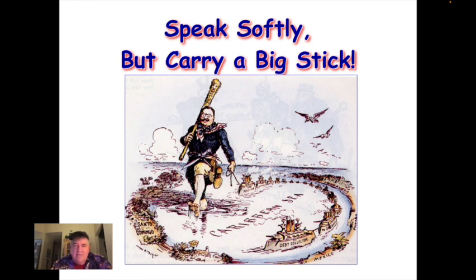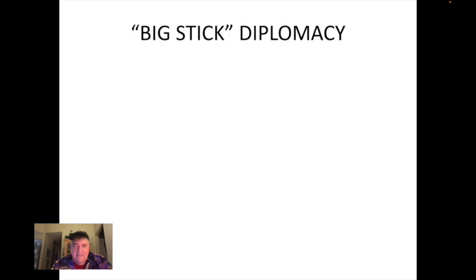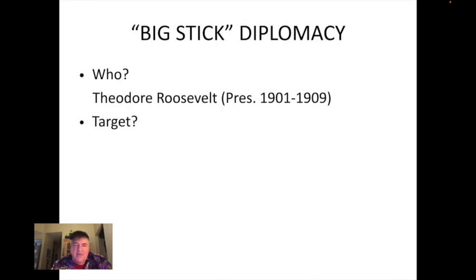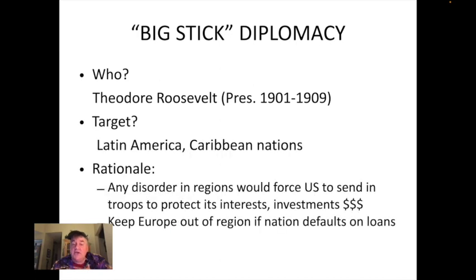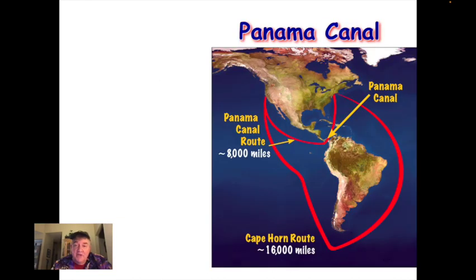We'll talk about his corollary in just a second. So that's the big stick diplomacy. Who said it? Teddy Roosevelt, right? And what was the target? It's the Latin American, Caribbean nations. They are under our protection. So keep out Europe. You are not even going to bother us.